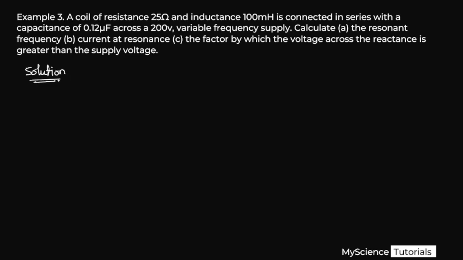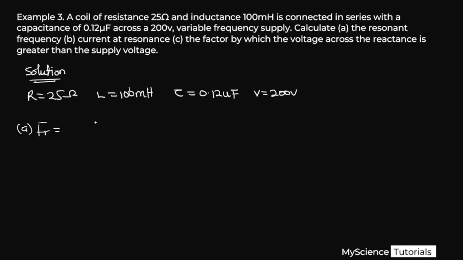So we have a coil of resistance R equal to 25 ohms. We have our inductance as 100 millihenry connected in series with a capacitor of 0.12 microfarad, and then we have a voltage of 200 volts over here. So we have to find A, the resonance frequency. And we know that resonance frequency is 1 over 2 pi, the root of LC.